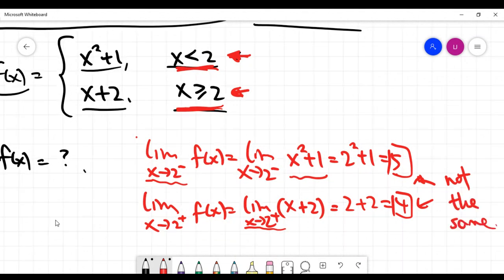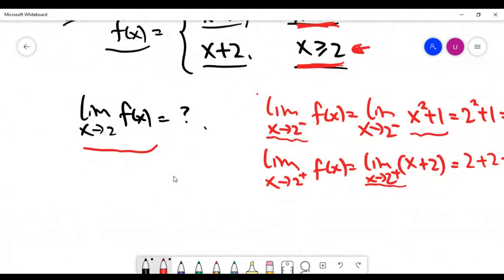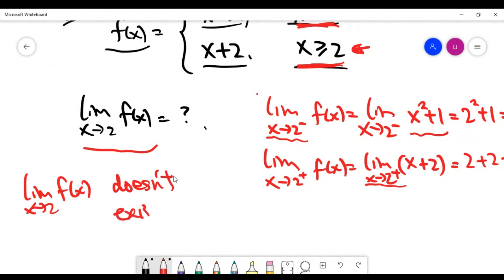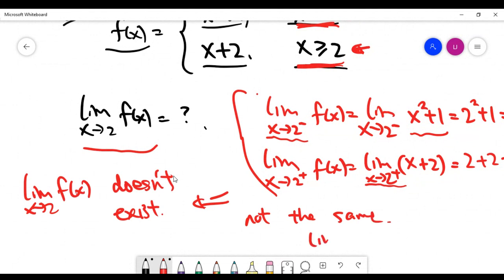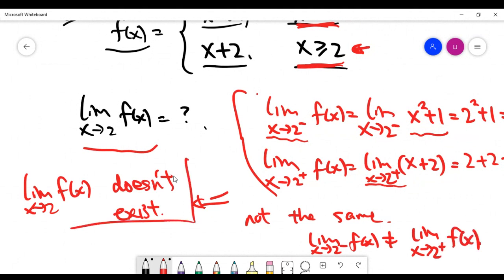Let's come back to our problem here. This limit does not exist, because of this fact: the left-hand limit is not the same as the right-hand limit. So the limit of f just doesn't exist. That's basically the end of this video.